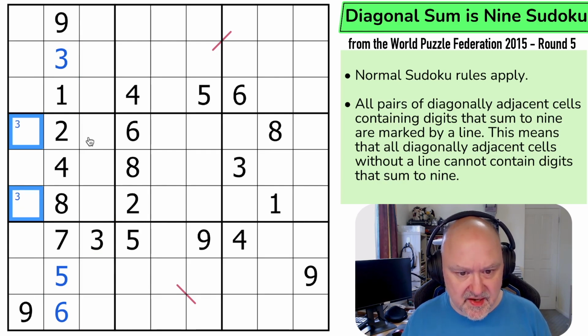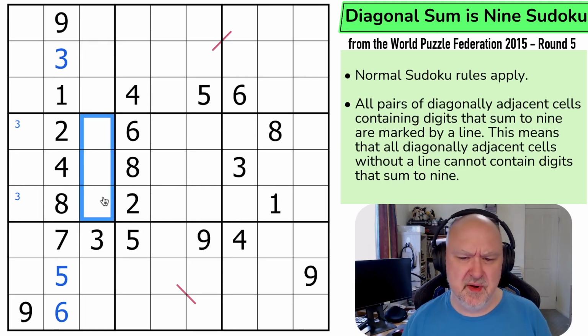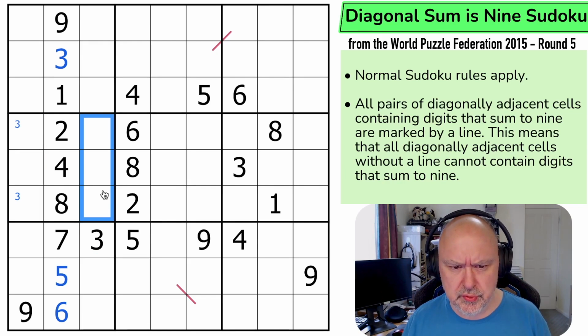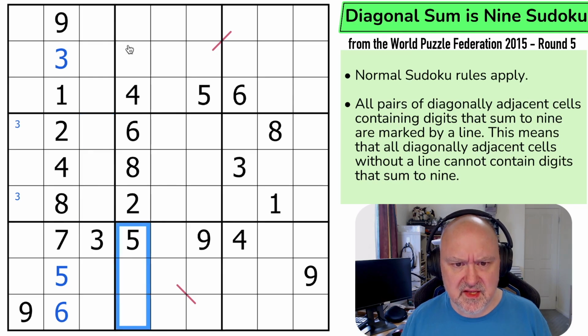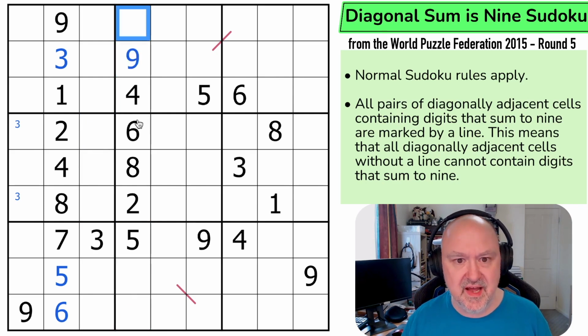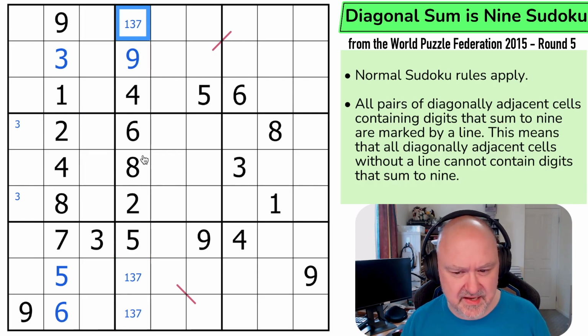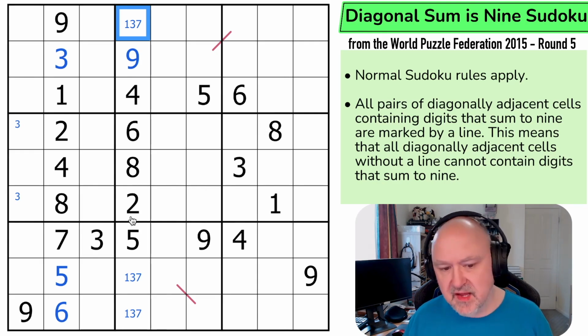Okay. 9 is in one of these. Oh, interesting. 9s aren't restricted by this, so I'm not sure what that's going to do. Where's 9 in this column? It can't be there and it can't be there. So this is a 9, and now I've got another triple, which is 1, 3, 7. Okay, but again, I don't have any diagonal connectors on that, so I'm not sure what to do with it. Fine, need more Sudoku. Everyone needs more Sudoku in their life.